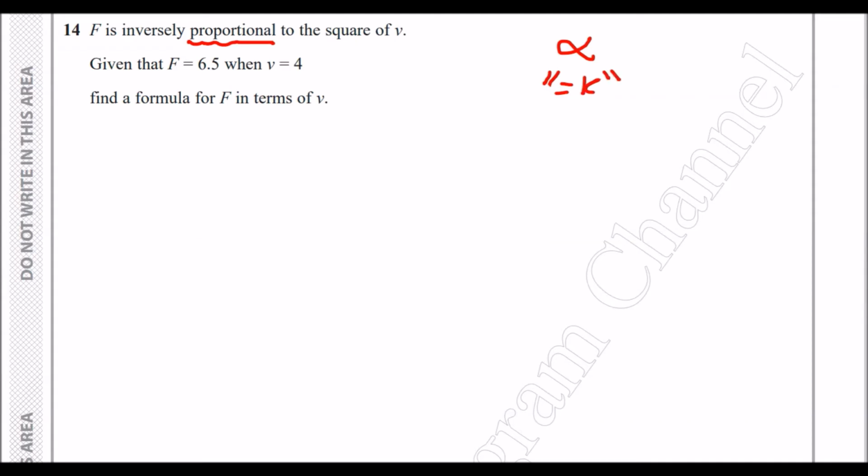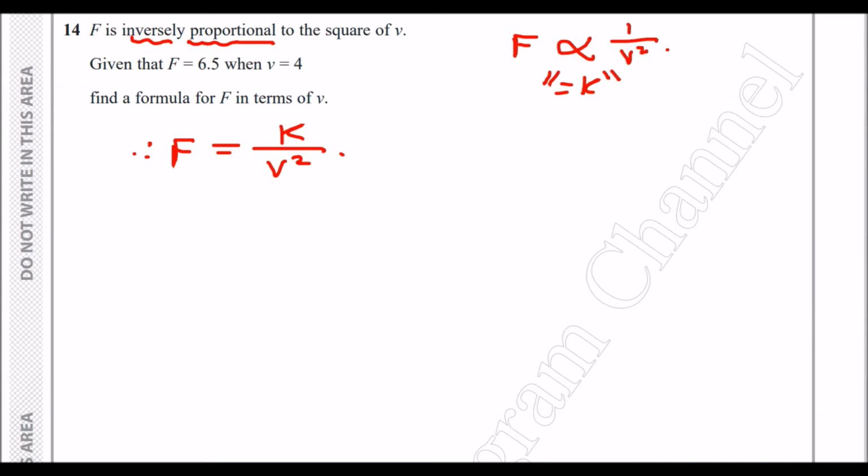Now with a statement like this, f is inversely proportional to the square of v, this means that f is proportional to 1 over the square of v. Because we've got inverse proportional, it means 1 over. The square of v means v squared. So here's our equation. Now we're going to replace this proportionality symbol with equals k. We now have f equals k times 1 over v squared, which is k over v squared. And this is our equation, guys.